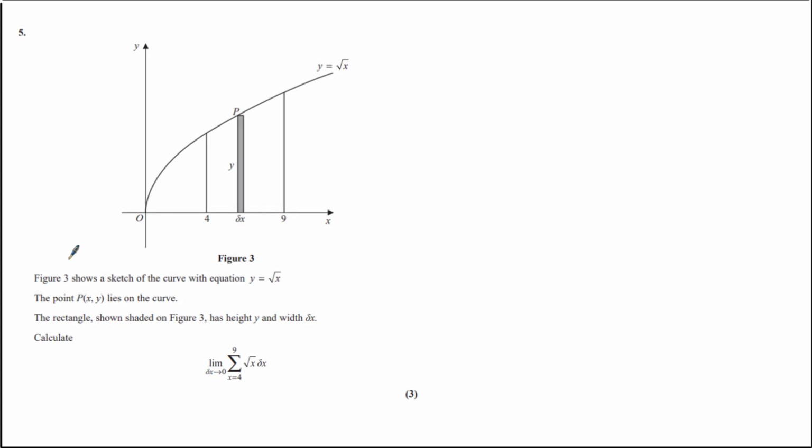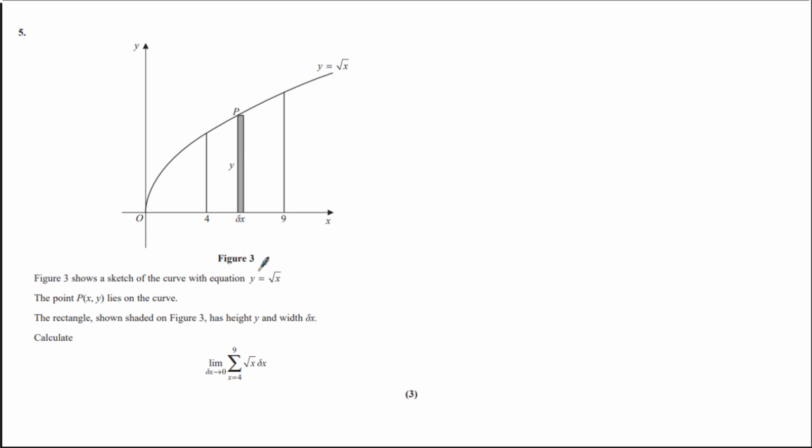Okay. Question 5. Figure 3 shows a sketch of the curve with the equation y is equal to the square root of x. The point P with coordinates (x, y) lies on the curve. The rectangle shown shaded on figure 3 has a height of y and a width of delta x. We've been asked to calculate the sum from x equals 4 to 9 of the square root of x delta x, taking the limit as delta x goes to 0.